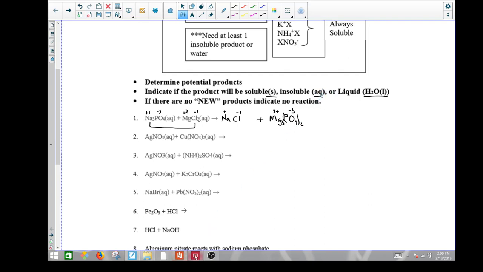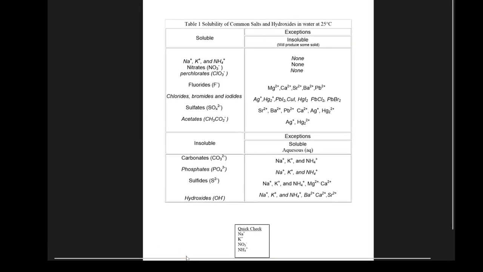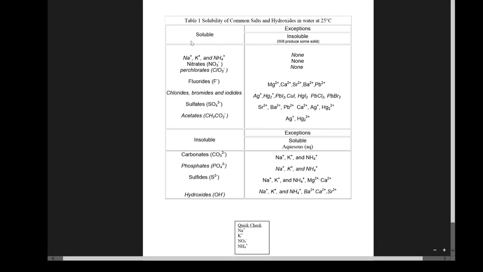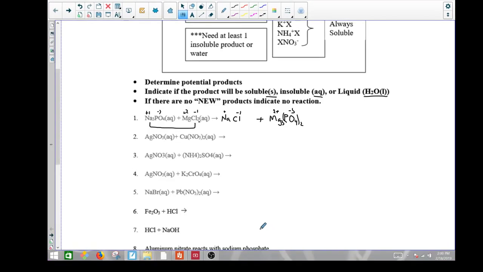This is my solubility chart right here, and you have this in your workbook. Aqueous means soluble, and insoluble is going to be solid. First thing I do is I go to my quick check. If I have any of these three, I'm always aqueous. I don't have a pen here, but I would write AQ right on here. Do I have one of those? Well, here's a quick check, and either one of them, doesn't matter, it's now AQ.